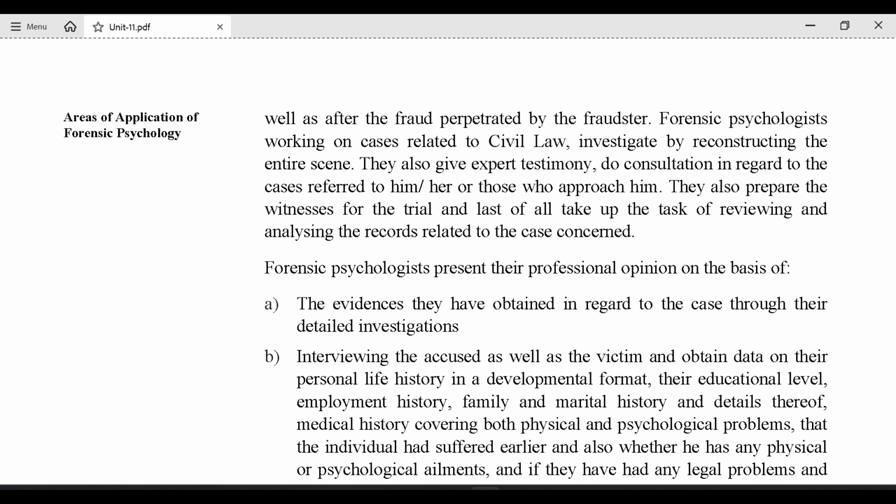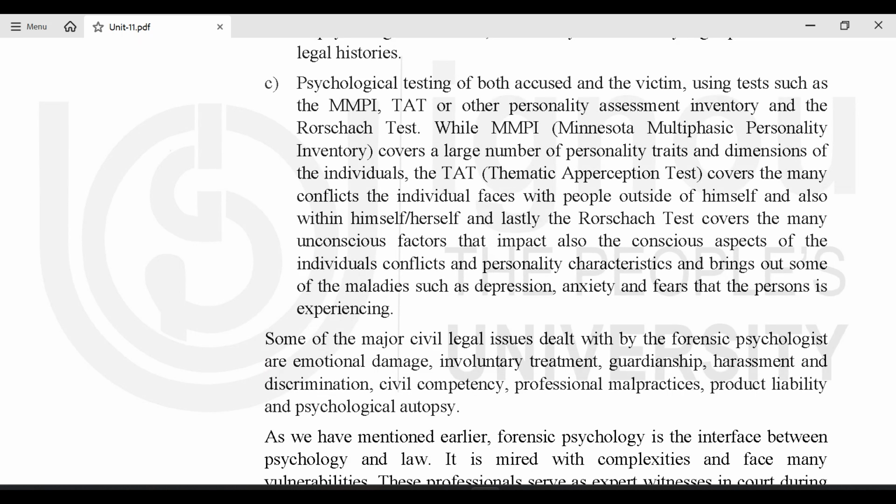Forensic psychologists present their professional opinion on the basis of a) the evidence they have obtained in regard to the case through their detailed investigations, b) interviewing the accused as well as the victim and obtaining data on their personal life history in a developmental format, their educational level, employment history, family and marital history and details thereof, medical history covering both physical and psychological problems that the individual had suffered earlier, and also whether he has any physical or psychological ailments, and if they have had any legal problems and legal histories.